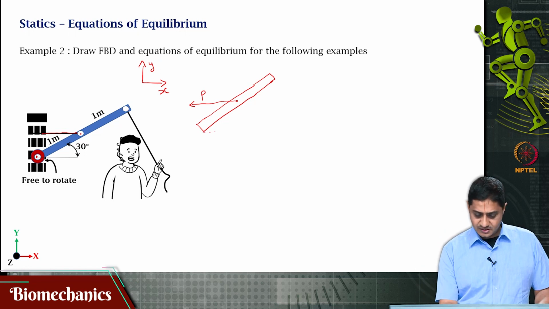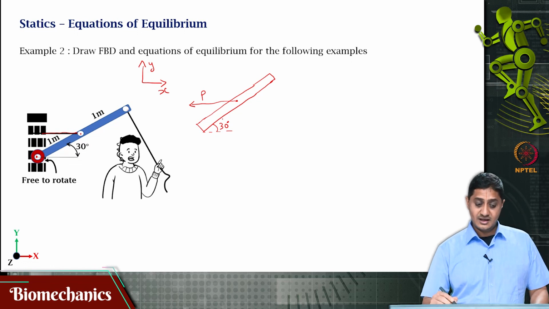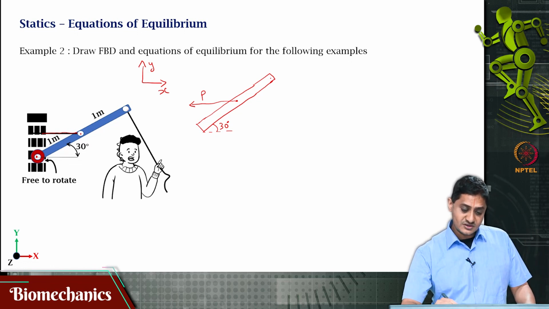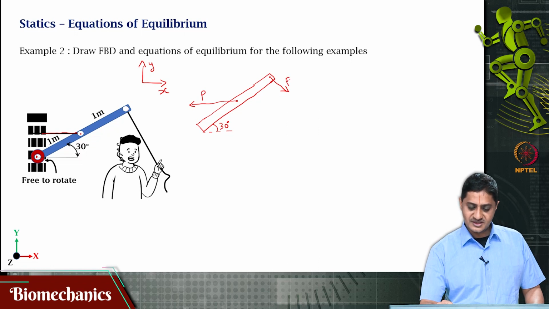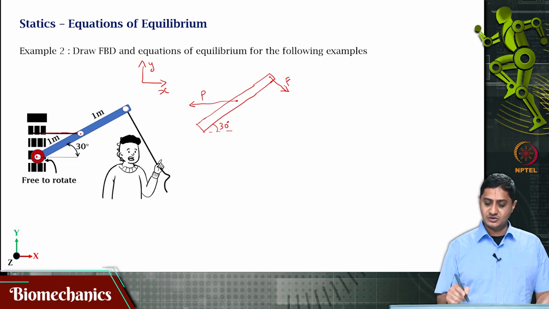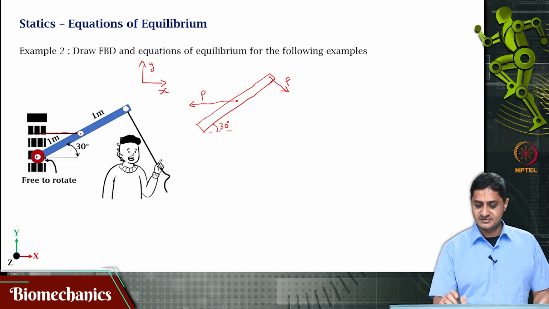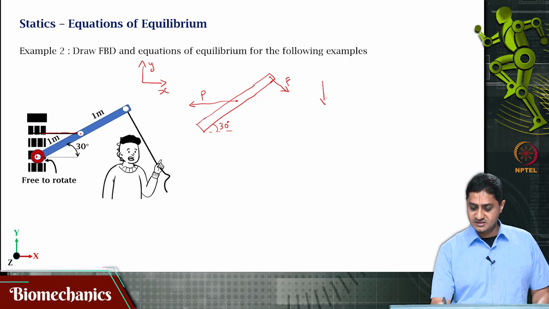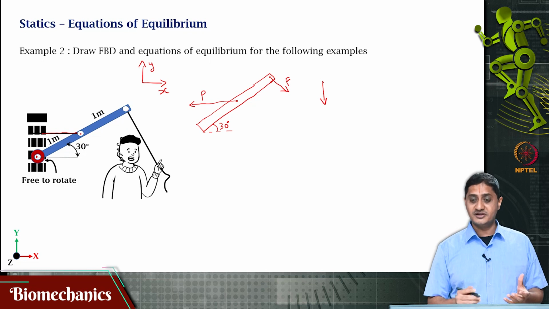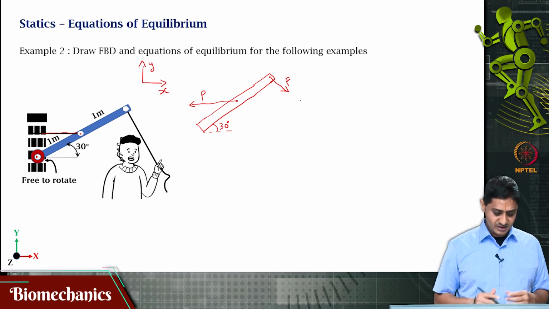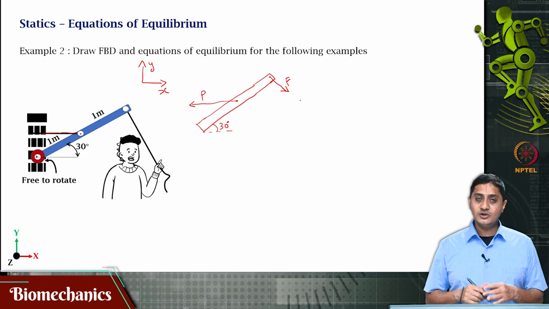Let us remember that the beam itself is at an angle of 30 degrees to the horizontal, and this person is applying a force that is perpendicular to the beam. Okay. That force I am going to call some force F. Remember that it is applied perpendicular to the beam, not downwards. There is a difference. If it is applied downwards, it will be in the negative y direction. But if it is applied perpendicular to the beam, it will have both a horizontal component and a vertical component.